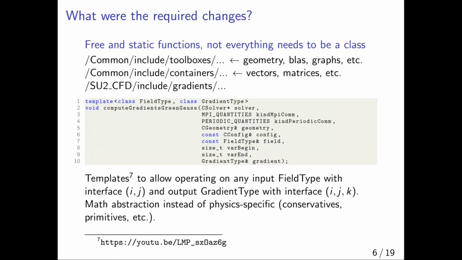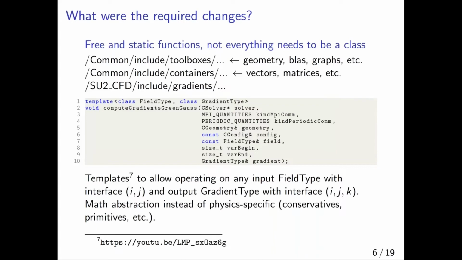So what are some of these changes that have been taking place? We have a lot more free and static functions. Not everything needs to be a class. And you will see in the code that we have, for example, toolboxes for lots of things now. And these are basically just collections of very small functions or very small classes that are meant to be reused throughout the code. We have specialized containers for different applications.